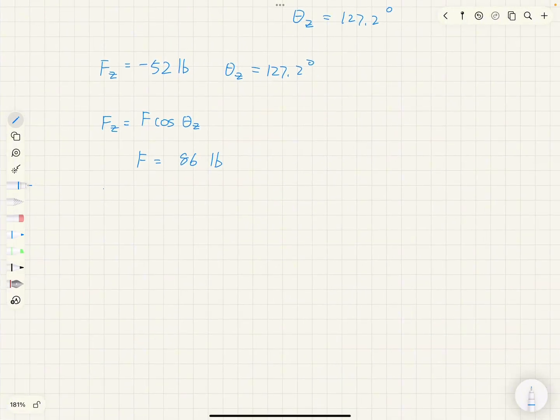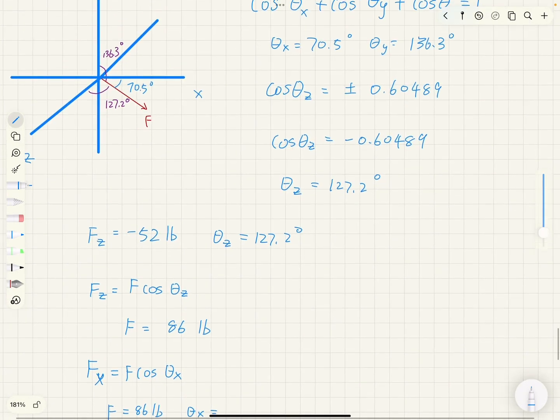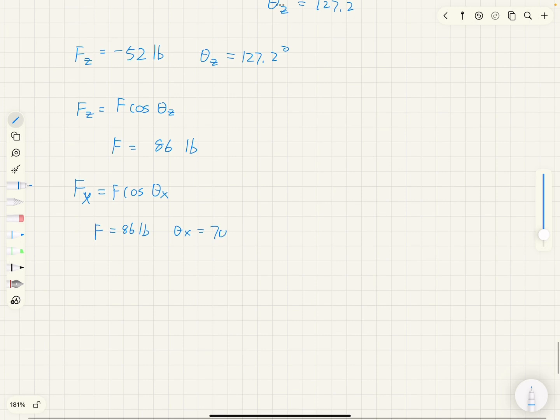To solve for F of x and F of y, we can use F of x equals F cosine delta x. Here we have F, we got 86 pounds. Delta x, we got 70.5 degrees. So F of x equals 28.7 pounds.